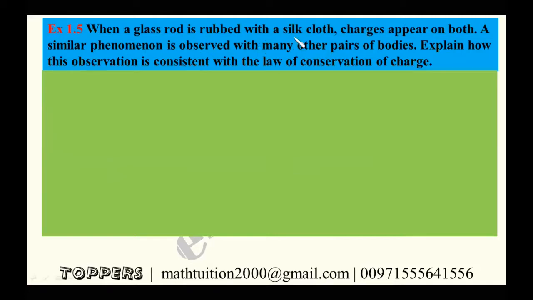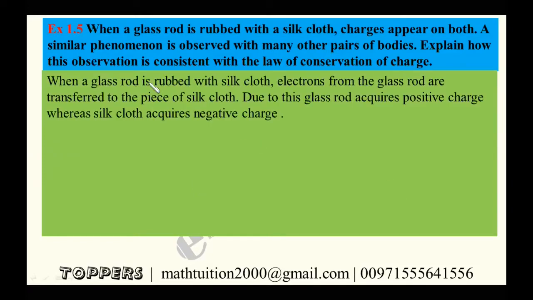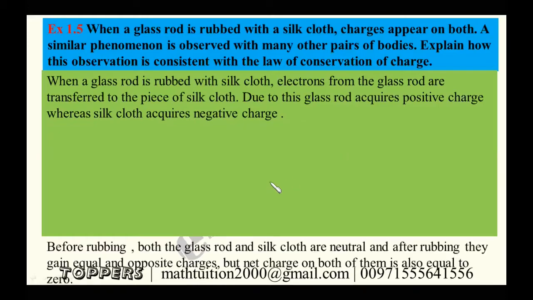When a glass rod is rubbed with a silk cloth, charges appear on both. A similar phenomenon is observed with many other pairs of bodies. Explain how this observation is consistent with the law of conservation of charge. You know, simple, you have already learned, right? When a glass rod is rubbed with silk, electrons from the glass rod are transferred to the silk cloth. Due to this, the glass rod acquires positive charge because it is losing electrons, whereas the silk cloth acquires negative charge, as it is gaining electrons.